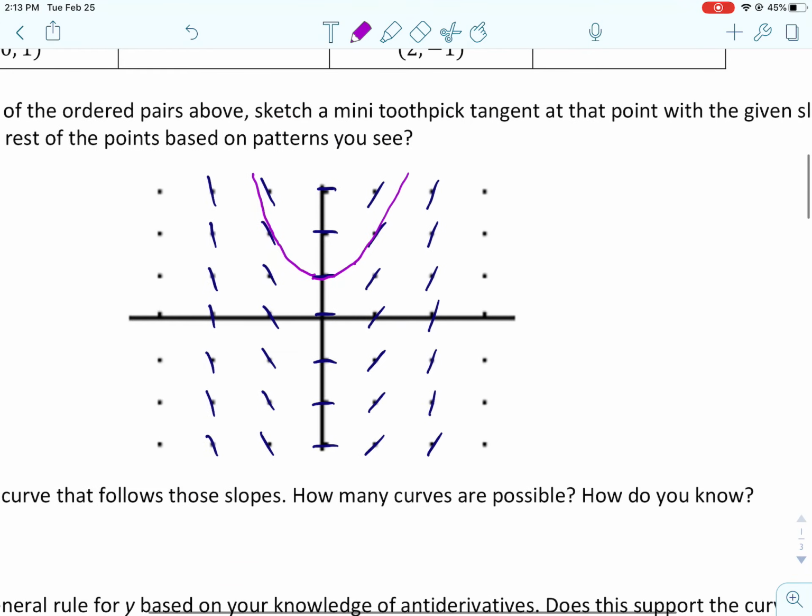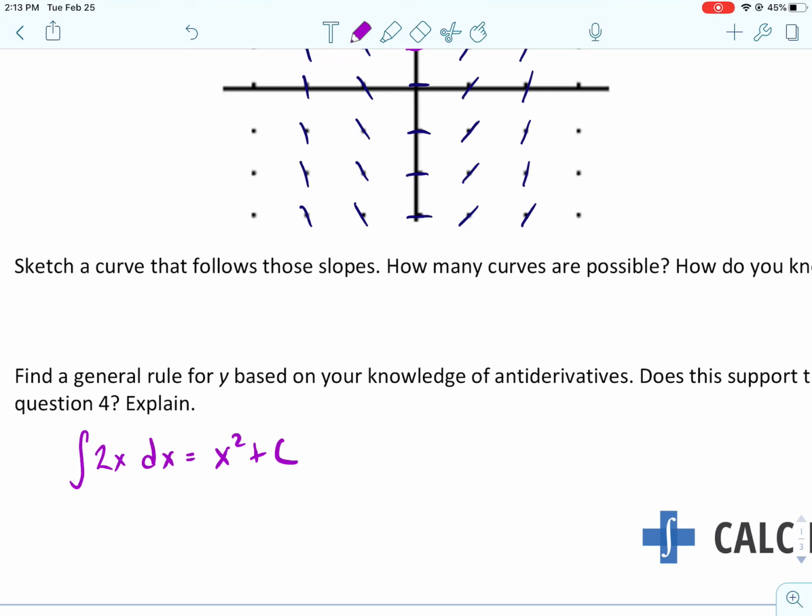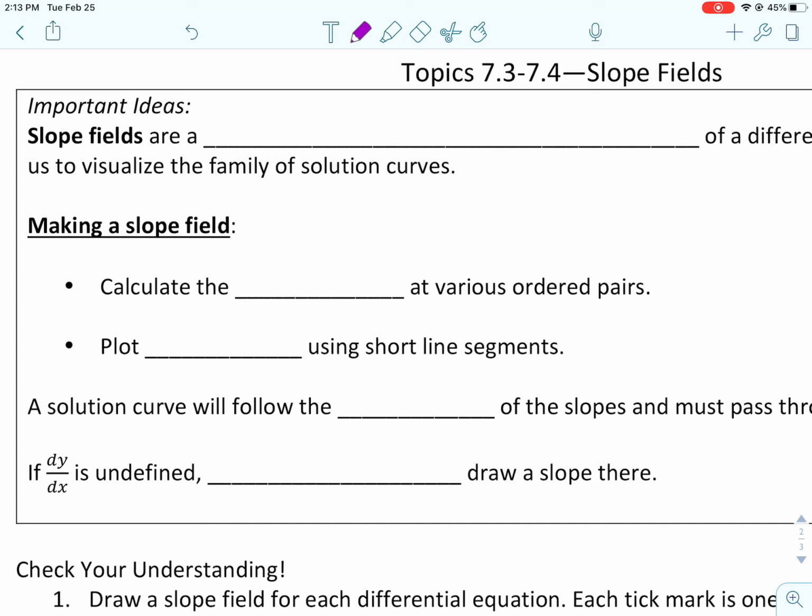All right, so what we're going to focus on today is doing the slope fields, not necessarily this general rule. Trust me, we'll get there, but we're going to focus on slope fields today. All right, so flip over to the back. We're going to fill in a bunch of blanks.